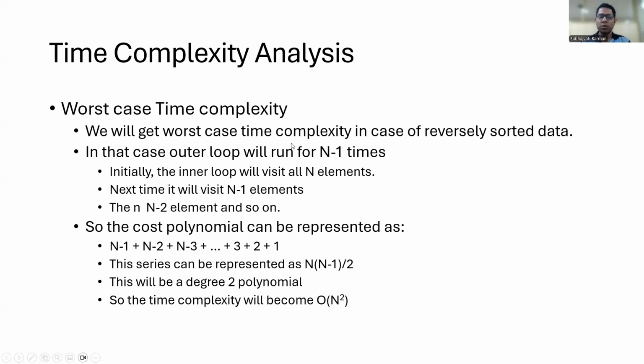In the average case, to compute it, you can do one thing: you can count the number of swappings. Okay, so you can say in the first iteration it will perform n by 2 swappings. Next time n minus 1 by 2. In this way, you will get another series, but ultimately you will get one polynomial with degree 2. That means in the average case, we also have the time complexity of order of n square.